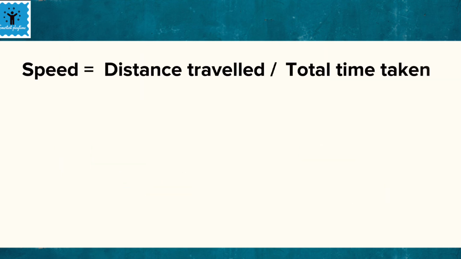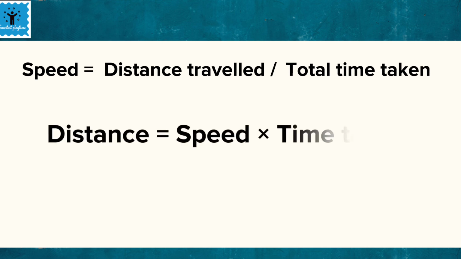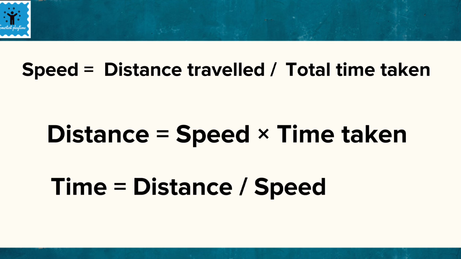Now we know how to calculate the speed. Once you know the speed of the object, you can easily find the distance moved by it in a given time. All you have to do is to multiply the speed by time. So, the distance covered is equal to speed multiplied by time. You can also find the time an object would take to cover a distance while moving with a given speed. That is, time taken is equal to distance divided by the speed.